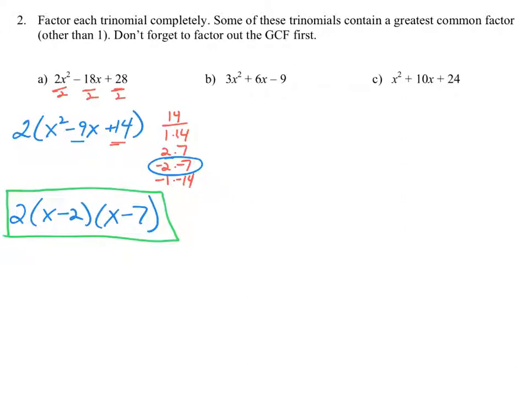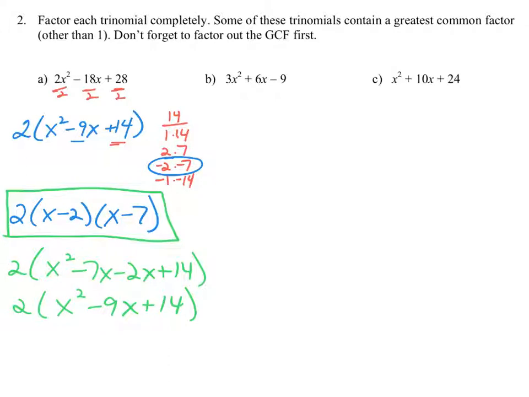x minus 7. You can use the FOIL process again to check, and then at the end you can multiply by 2. So if you use that, we multiply the first, x times x is x squared, the outer is minus 7x, the inner is minus 2x, and the last is plus 14. You can combine the middle terms to get x squared minus 9x plus 14, but then you need to distribute that 2 to get 2x squared minus 18x plus 28. And that's what we started off with, so that we know we have the trinomial in factored form.